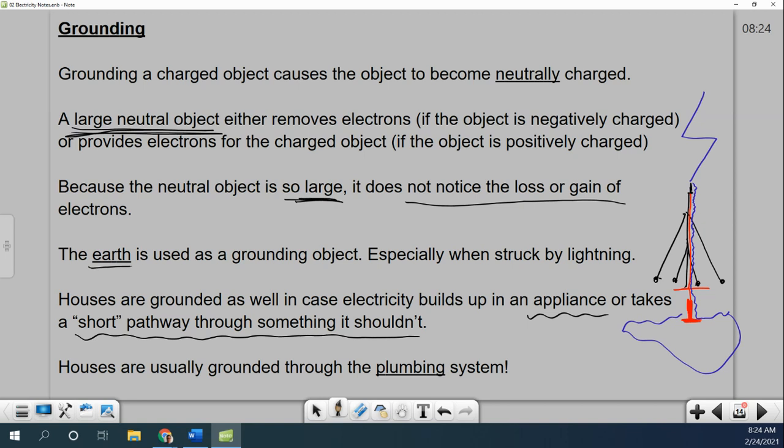Now, most houses, older houses, are grounded through the plumbing system. A lot of houses have copper pipes, so they just hook up everything to the plumbing.